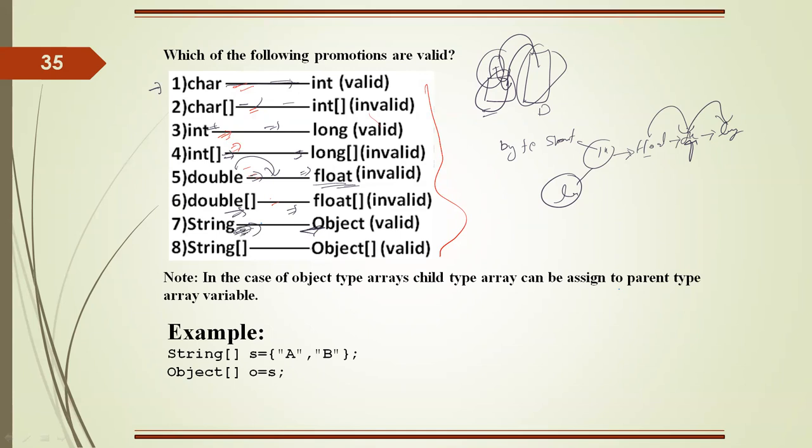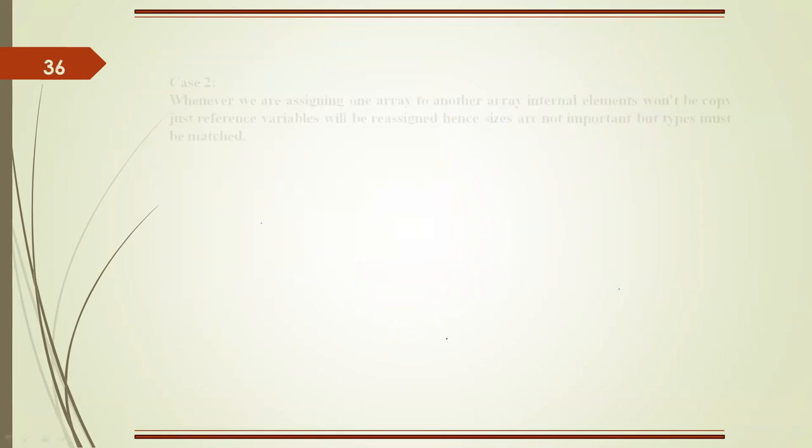Both are classes. Object is the super class of the String class. So you can add a string array to an object array. It's also valid, the class level is valid. In the case of object type array, a child type array can be assigned to a parent type array variable. This is the child parent relation. So String can have this and Object can have this. Then you can insert this object. This is valid.